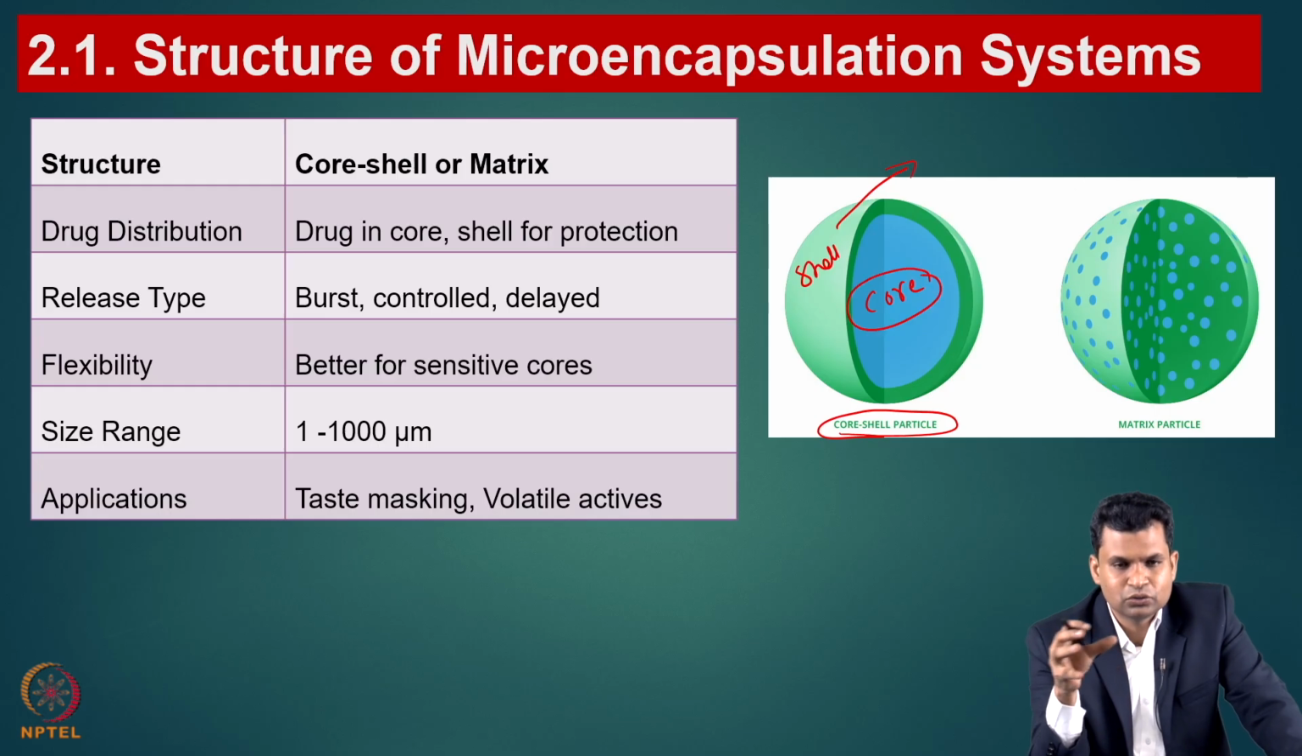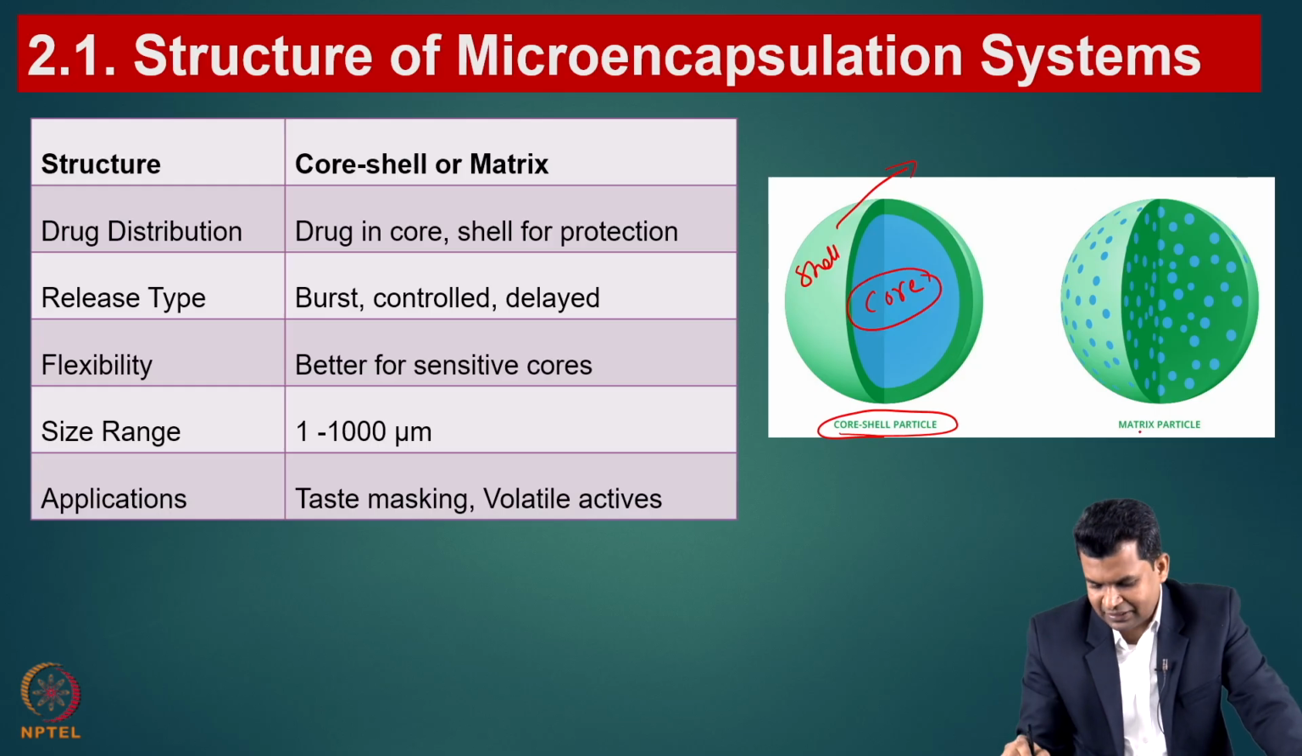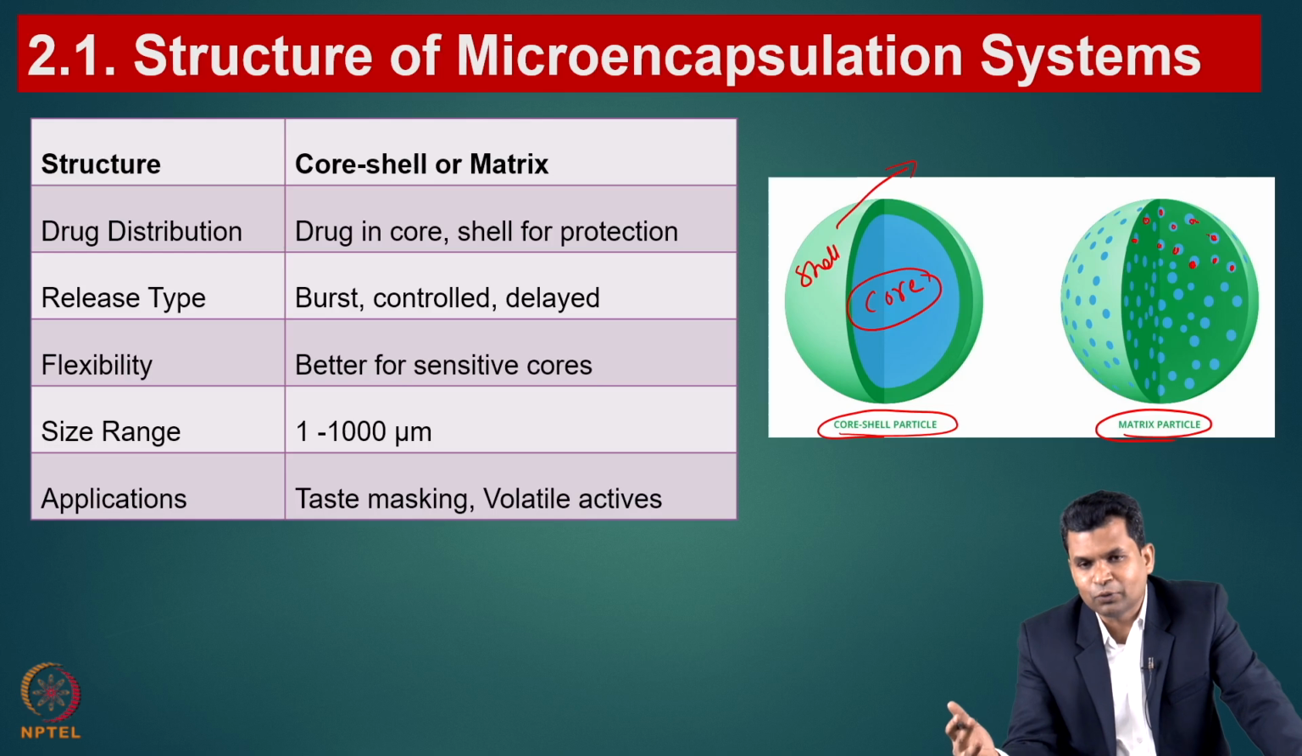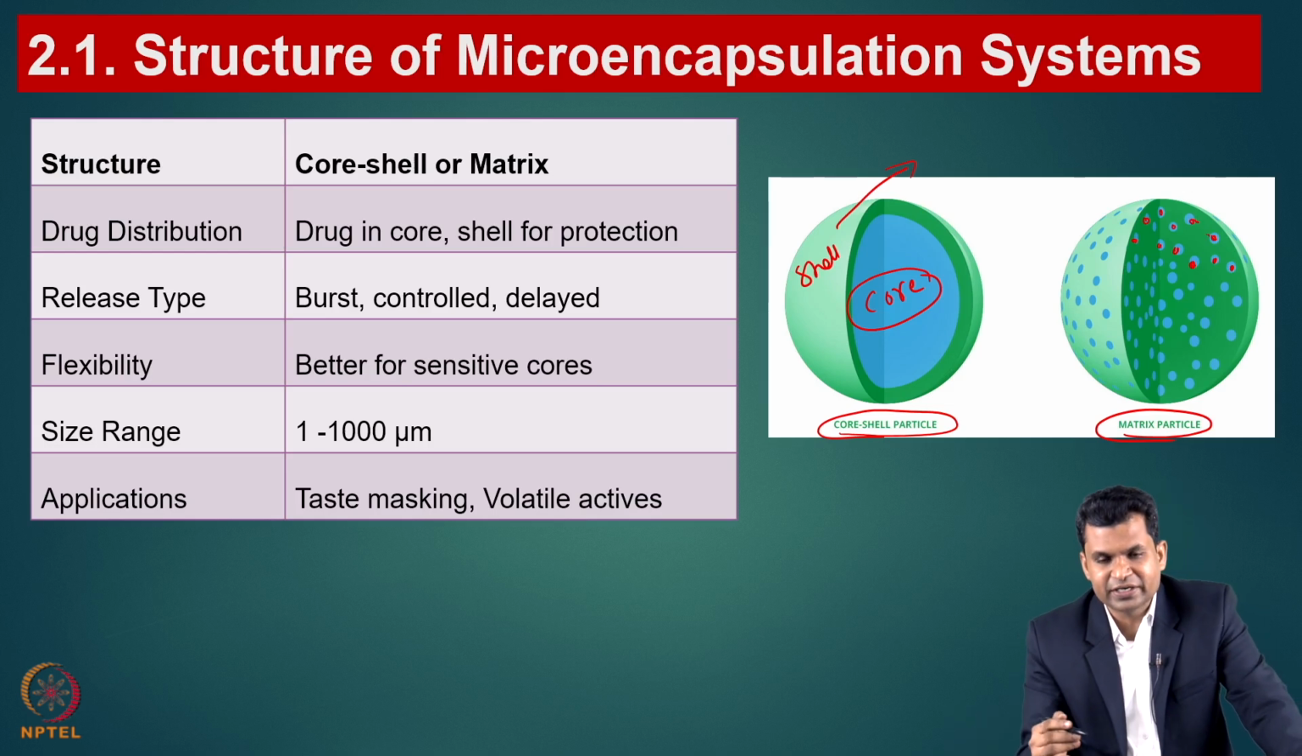So, we can separate these two things, whereas in matrix systems or microspheres, the drug is embedded in the polymers. So, here it is a matrix system. Here you will not see any two different layers, and we cannot separate the content from the polymers. Whereas in core and shell, if you want to protect your molecule by using the shell, it is possible. So, both releases will be different when compared with the conventional systems.